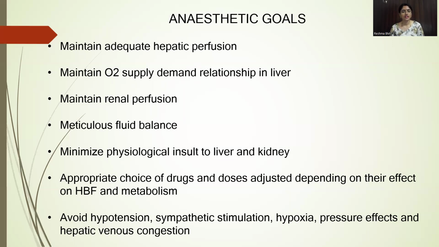So the goals that we need to have are to maintain adequate hepatic perfusion, maintain oxygen supply demand relationship in the liver, maintain renal perfusion, meticulous fluid balance, minimize physiological insult to liver and kidney, appropriate choice of drugs and doses adjusted depending on their effect on hepatic blood flow and metabolism, avoiding hypotension, sympathetic stimulation, hypoxia, pressure effects, and hepatic venous congestion.